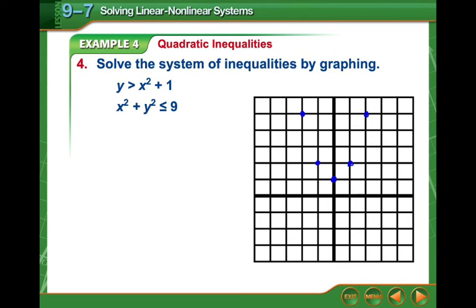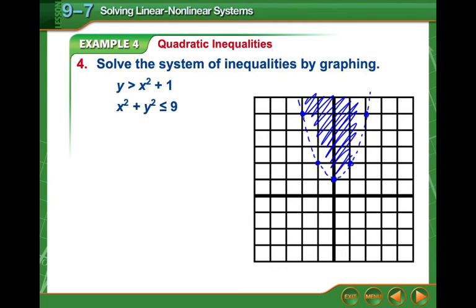This is a dotted line, though, since it is just greater than. And since it is greater than, the shading for it is going to be inside. Since it opens up, it's inside. If it opened down, it would be outside of it.